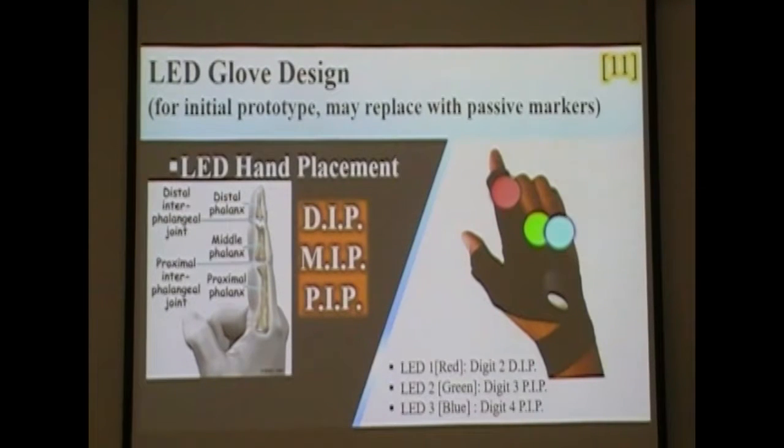The LED glove design: we're going to use a glove that incorporates 3 different color LEDs, red, green, and blue, and we're going to track those 3 LEDs with the Pixie Cam. We chose to use LEDs rather than colored balls because they help solve one of the key problems we had when we were developing the software for this project.